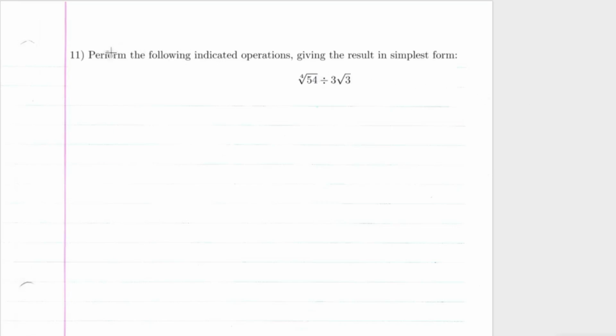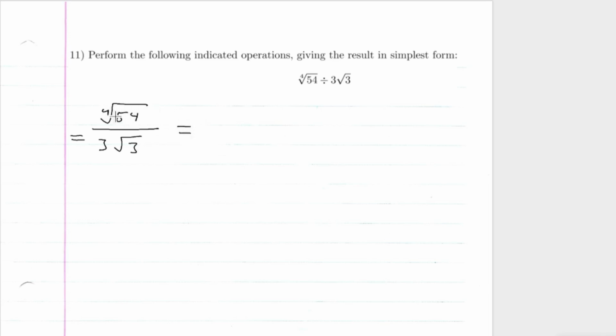All right, so we're going to perform the following indicated operations, giving the result in simplest form of this expression here. So I know I can rewrite this as the fourth root of 54 over 3 times the square root of 3.